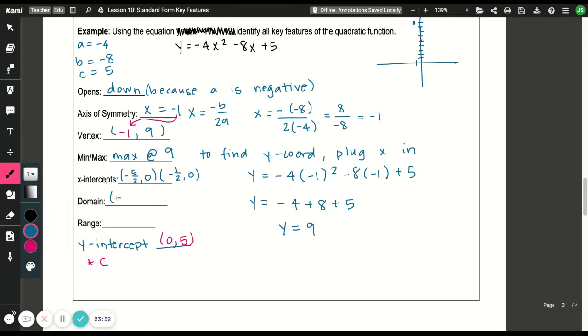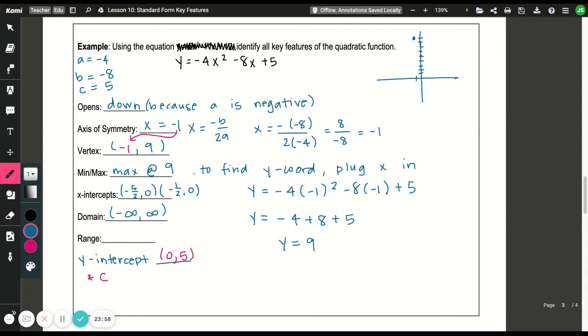The domain is negative infinity to positive infinity for every parabola. And the range, what's the lowest this graph goes? Remember the first number is the lowest? The lowest it goes on forever. So that's infinity. And because it's down here in the negatives, that's negative infinity. What's the highest this graph goes? The highest it goes is up here at the maximum, and that it was at 9.